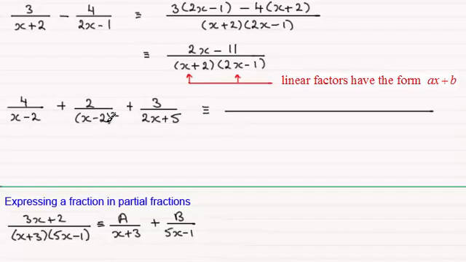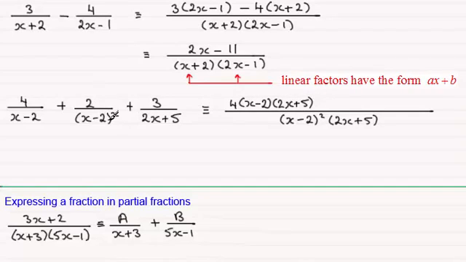x minus 2 is a factor of x minus 2 all squared, so it's sufficient to pick x minus 2 all squared times the 2x plus 5. Then if we're going to work out what we get in the numerator here, then for this first fraction we're multiplying the x minus 2 with another x minus 2 and 2x plus 5. So you're going to get 4 times x minus 2 times 2x plus 5.